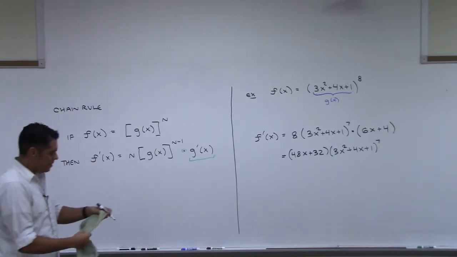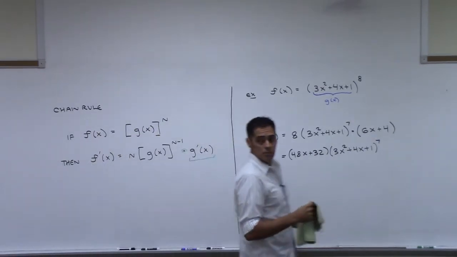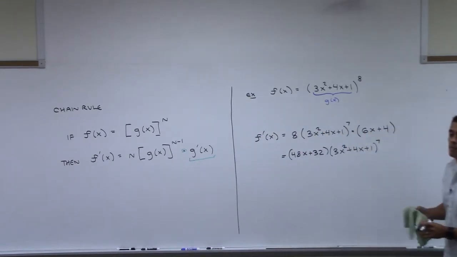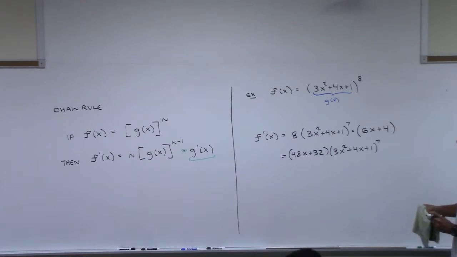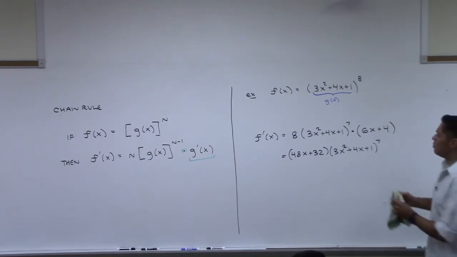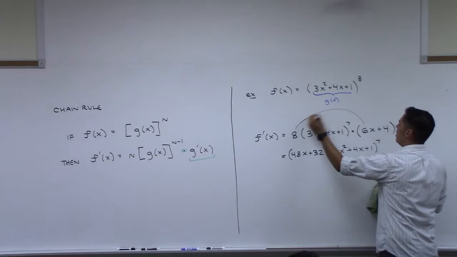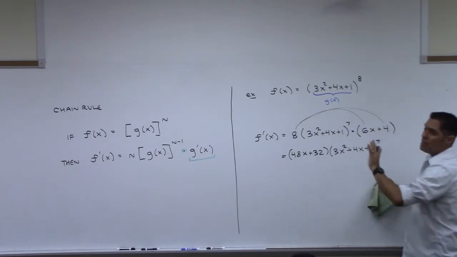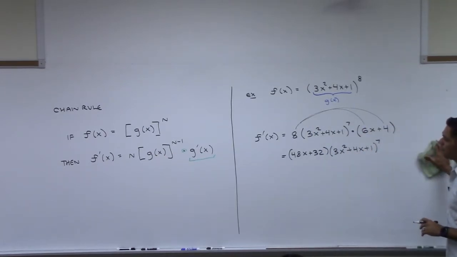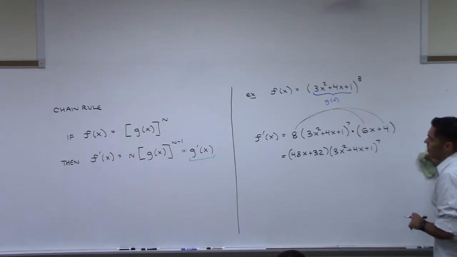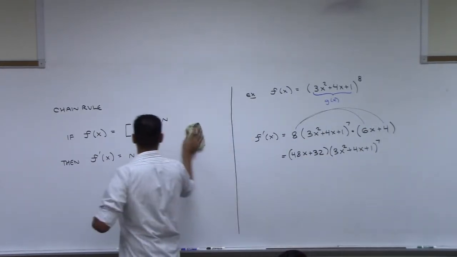So I'd like to try something else. Oh, wait. Question. How do we get the 40? We don't have to. You don't have to, but what I did was I multiplied the 8 through here and here. Oh, okay. But you don't need to do that, but you could. Yes, sir.